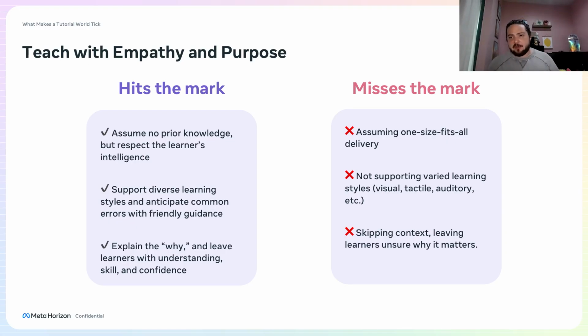And so the opposite of that is assuming a one size fits all delivery, right? And that's just running through the steps and crossing your fingers and hoping the reader gets it on the other side, right? Second point here, we got: support diverse learning styles and anticipate common errors with friendly guidance, right? That's kind of a two-part thing, where we think of the different learning styles of visual, tactile, auditory, and things like that. We think of those, and what comes to mind is images, videos, audio, alt text, when we think of somebody who's needing to use devices for accessibility, things like that, right?